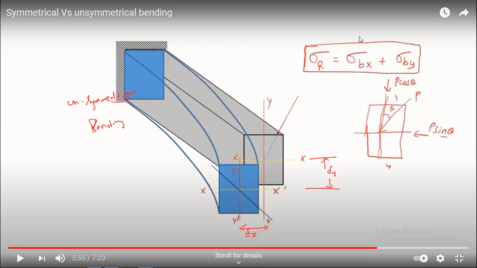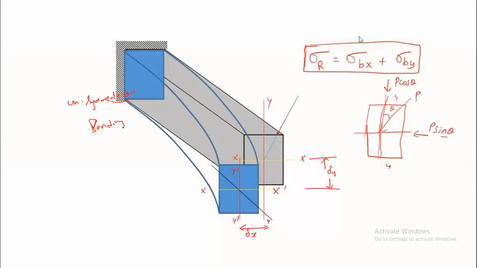Right, so let's continue. This is called unsymmetrical bending. Remember, this load should pass through the centroid. Otherwise, in addition to bending, it will also produce torsion.